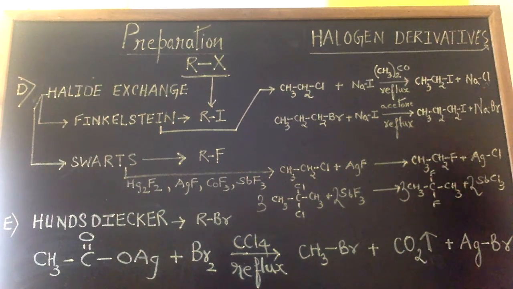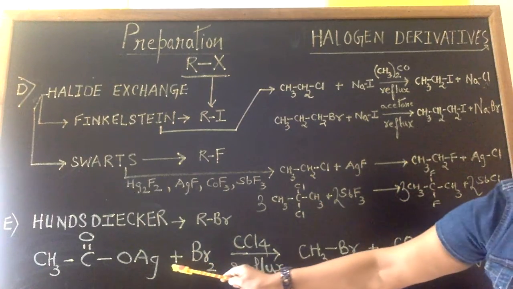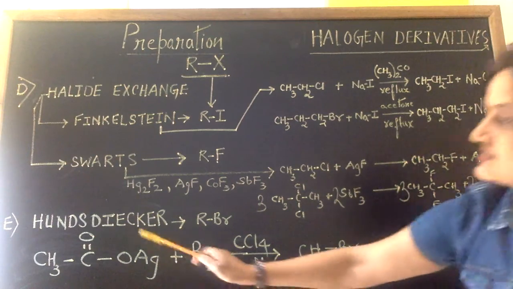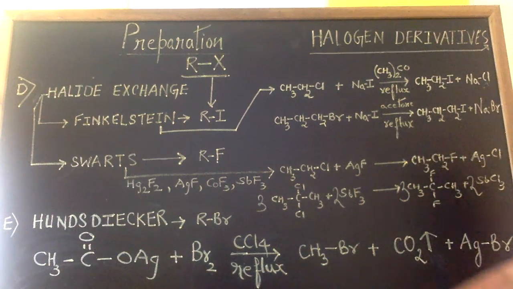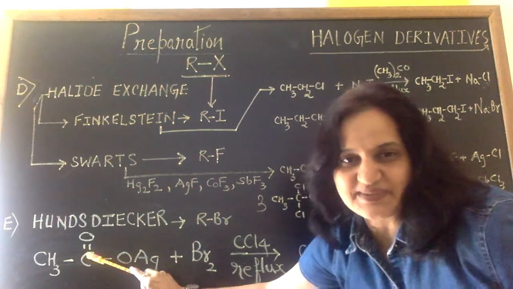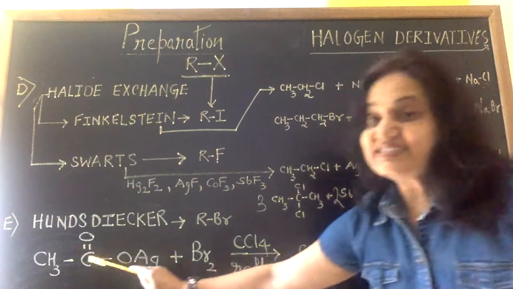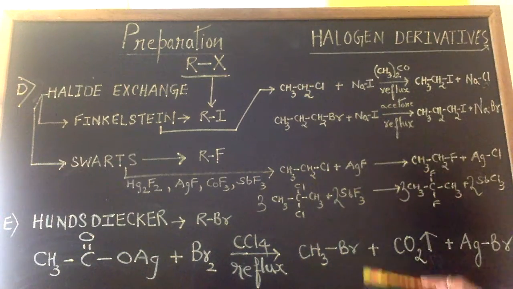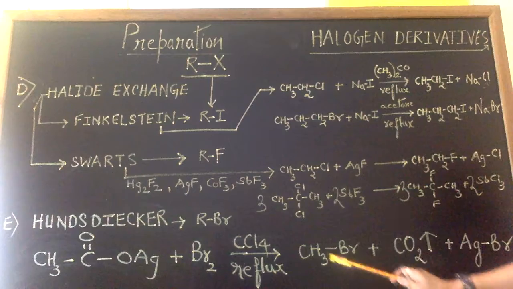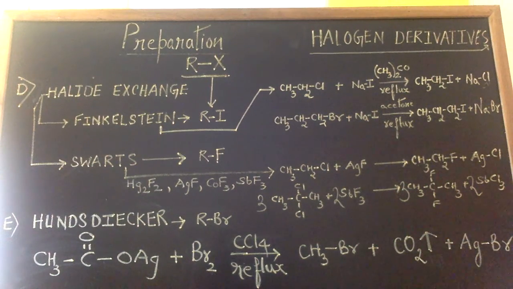If you look carefully, in the Hunsdiecker reaction there is descending of the series of the carbon chain. There is degradation in the number of carbons. The reactant has 2 carbons and the product has 1 carbon. That means the number of carbons reduces, and hence it is used to descend the carbon chain.